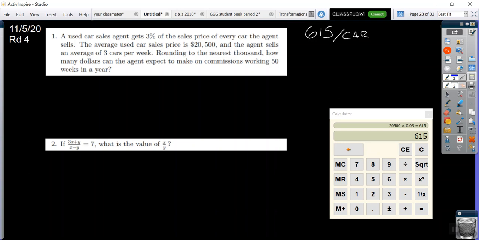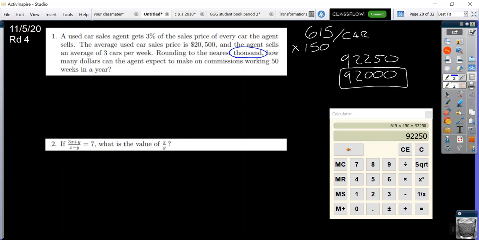And we're going to sell 3 cars per week for 50 weeks. So 3 times 50 is 150. So we're going to multiply 615 by 150, and we get $92,250. Now it'd be really tempting to just go ahead and say 92,250, but we have kind of a weird request in the question. They want it rounded to the nearest thousand. Well, the nearest thousand is 92,000. So that is what you should be typing in to the answer box.